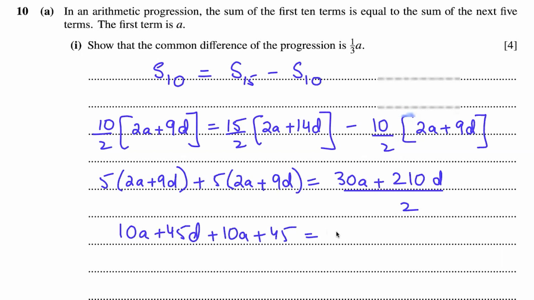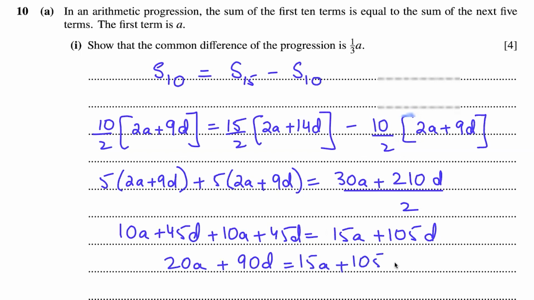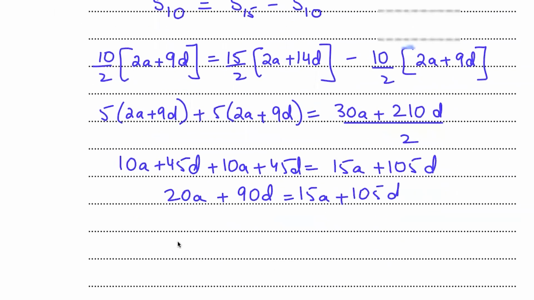Dividing this whole equation by 2, we'll get 15a plus 105d. 10a plus 10a is 20a. 45 plus 45 will make it 90d, is equal to 15a plus 105d. Taking the 15a on the left hand side, we have 20a minus 15a, which will become 5a, and 105d minus 90d would become 15d. So 5a is equal to 15d.